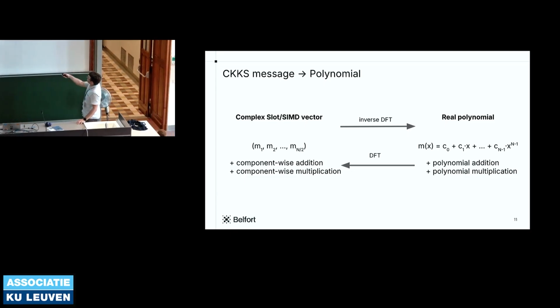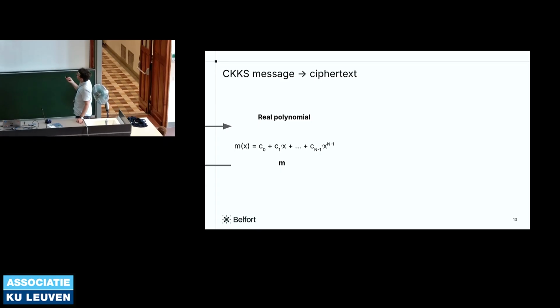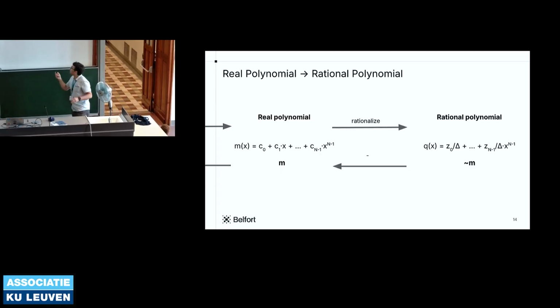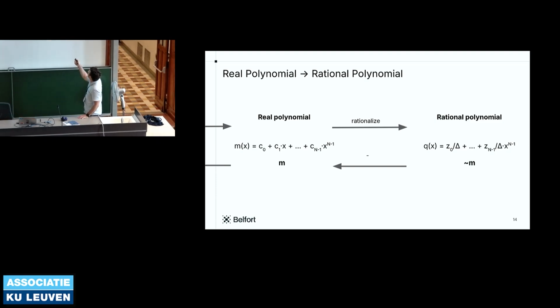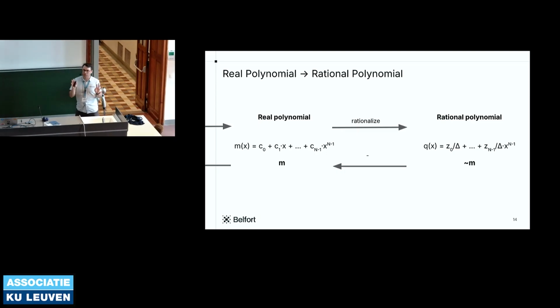So, I have my slots. I do this inverse DFT. That gives me a polynomial. This polynomial is a real coefficient polynomial. I'm going to do a trick, and I'm going to introduce this delta parameter. Now Z0 and the Z, they're integers, right? So I'm going to choose a very large delta so that I can express this as a ratio of two integers. Fine, I introduce a little bit of error, but I already told you I'm okay with a little bit of error.